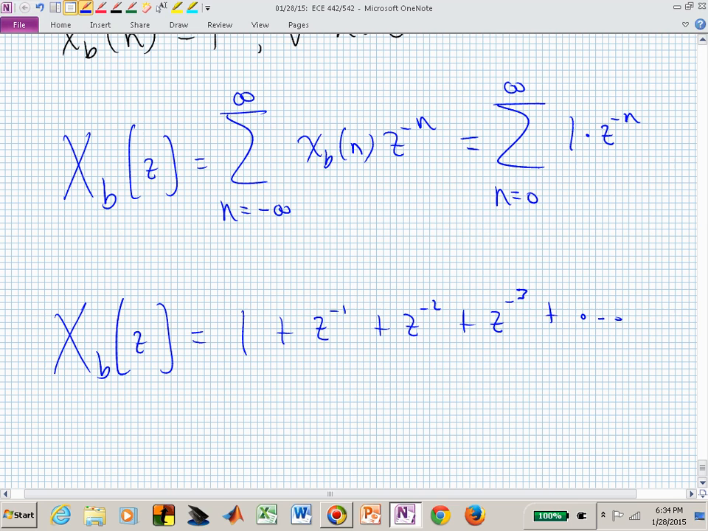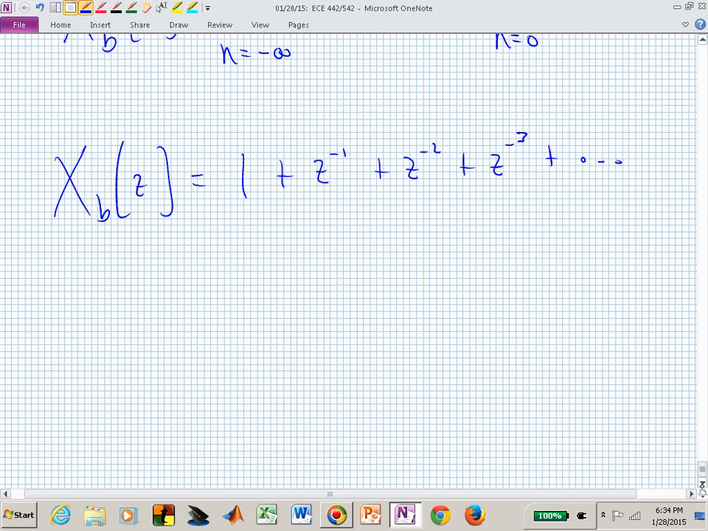Maybe that doesn't look very nice. Our unit step in the s-plane was 1 over s, wasn't it? We had a closed form, a ratio of polynomials in s for capital U of s. This looks like an infinite sum. Well, we can find a closed form expression for that, using our strategy that we've looked at before.